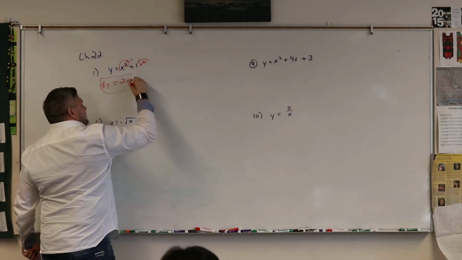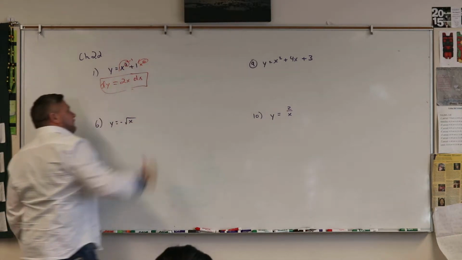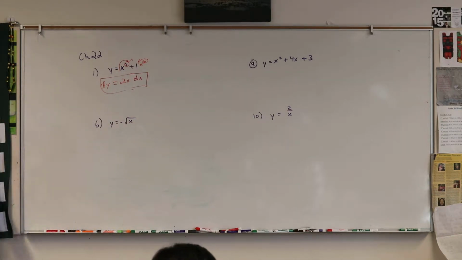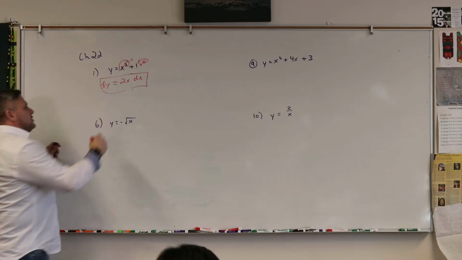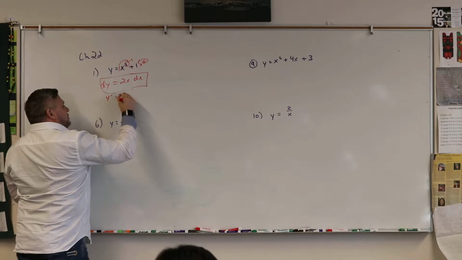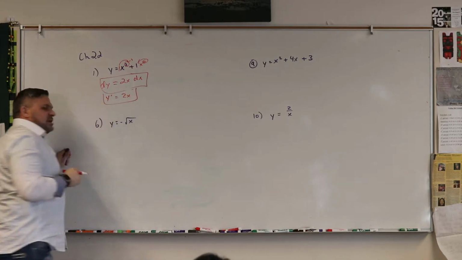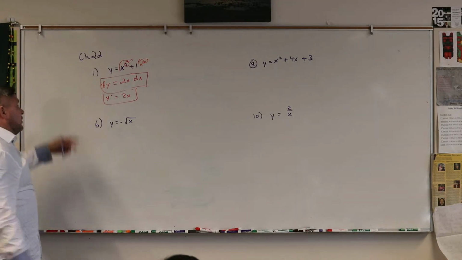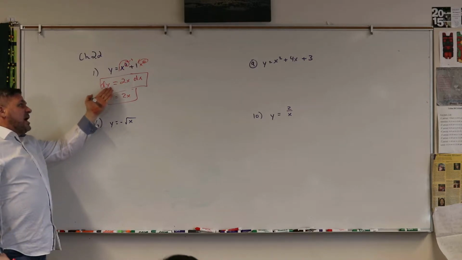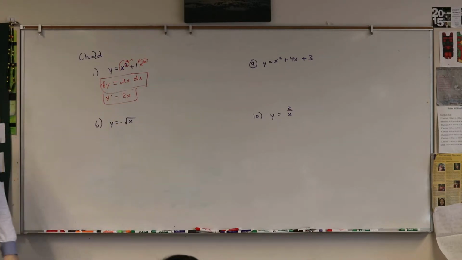Oh, don't forget the dx part. Sorry about that. So if it's y prime, you'll just go y prime equals 2x. So you can say y prime equals 2x, and that is also a valid answer. But if we want to do the graphing on the next page, we want to get used to doing dy is equal to 2x dx.